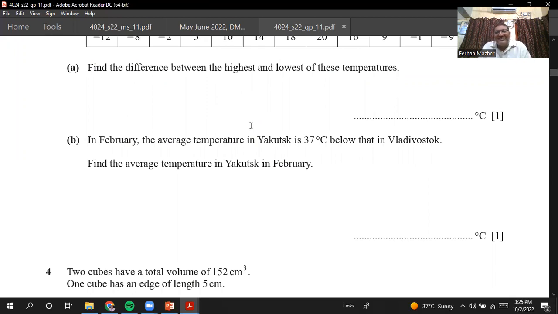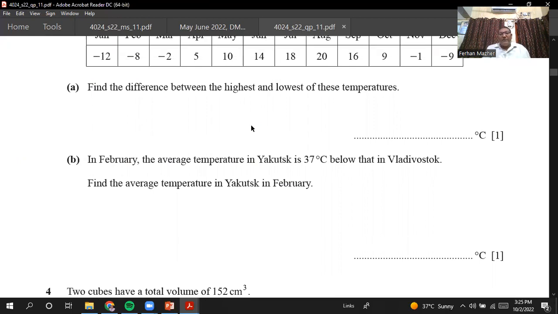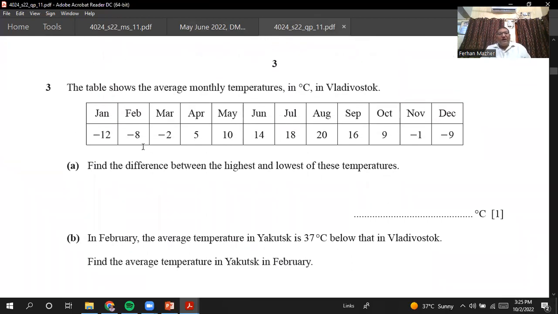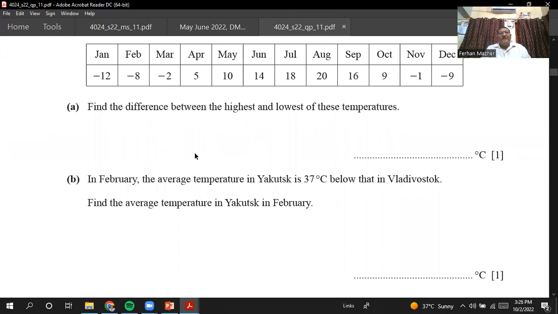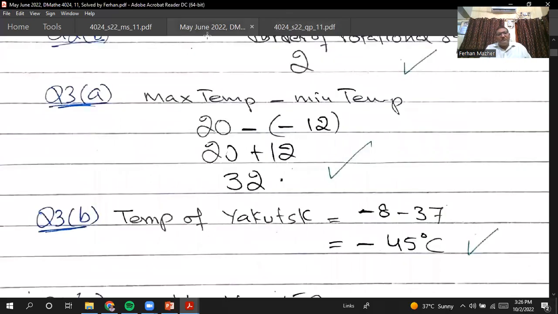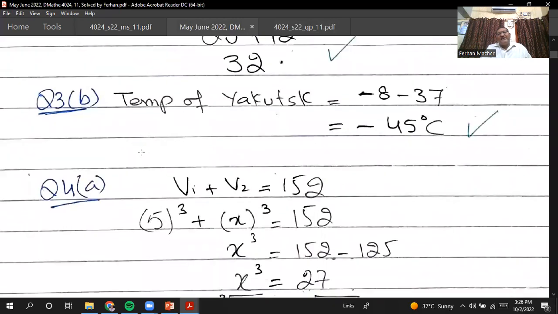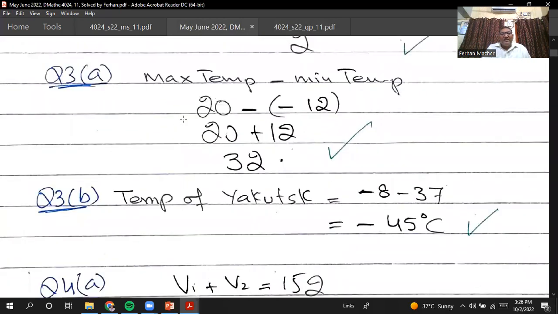The B part: in February, the average temperature in the other city, I don't know the pronunciation, is 37 degrees below that in Vladivostok. Find the average temperature in the other city in February. The temperature in February in Vladivostok is minus 8, and the temperature of the other city is 37 below this. So it will be minus 8 minus 37, which is minus 45 degrees.